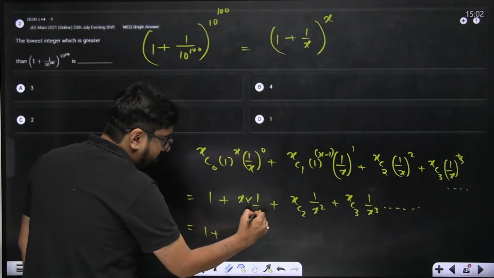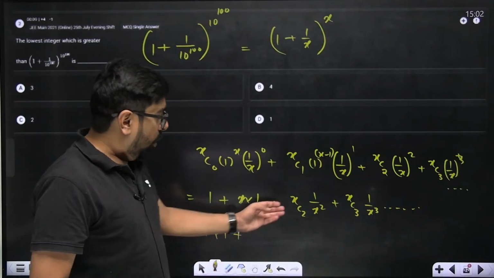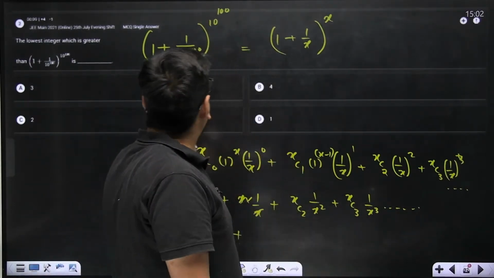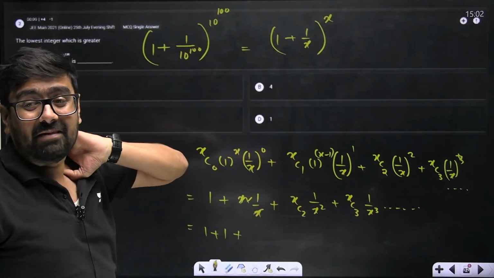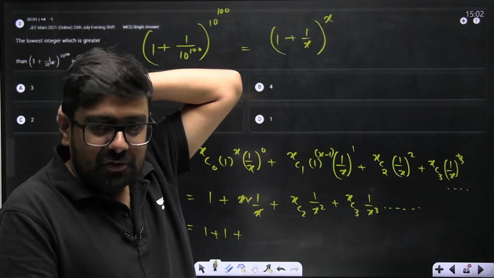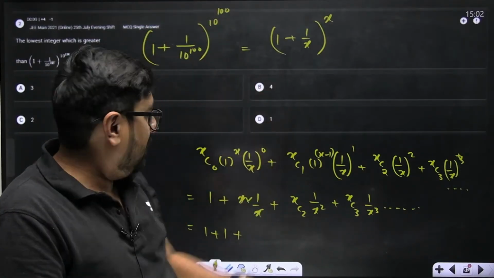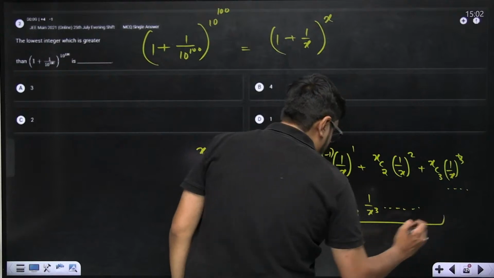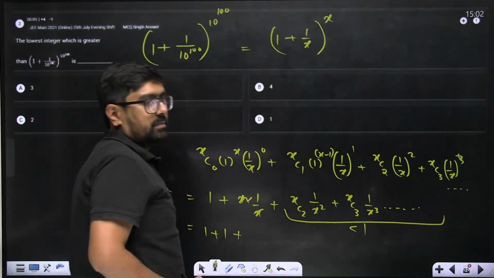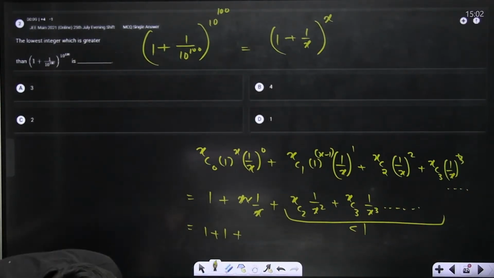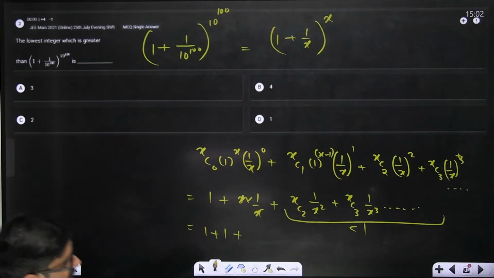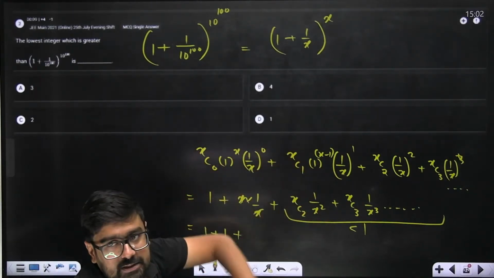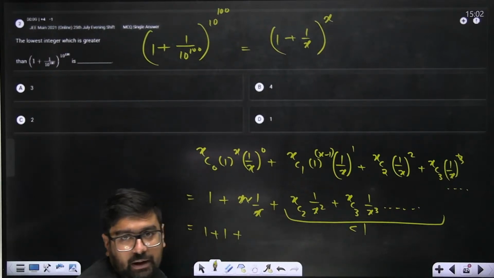Now what is this? This is 1 plus 1 plus. Now all these terms, all the 1/x squared terms, what is x? 10 to the power 100. So 1/x squared will be very, very small, correct? Smaller than 1 for sure. All these terms are smaller than 1. Can you see? 1/x cube, x is 10 to the power 100, so 1/10^300 will be very small compared to 1. This is going to be a very big expansion, but this part will never exceed 1.